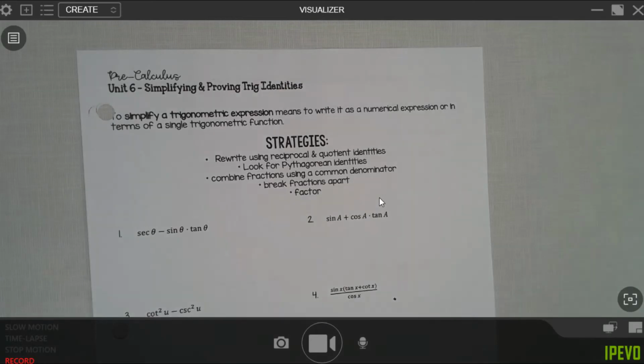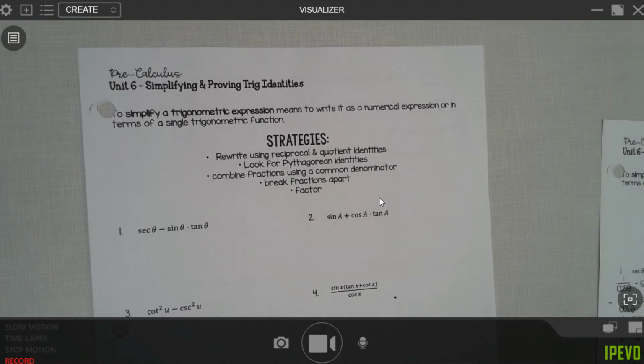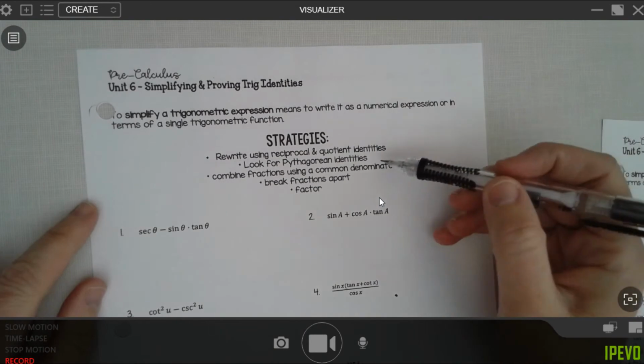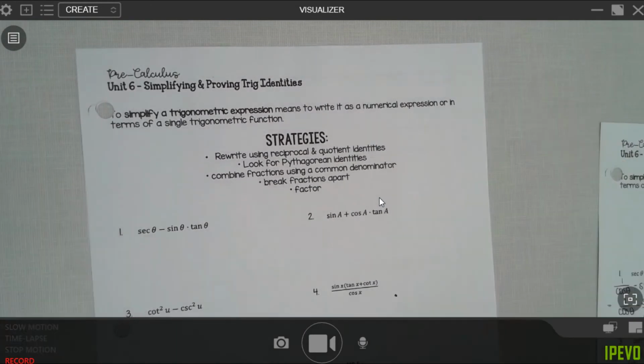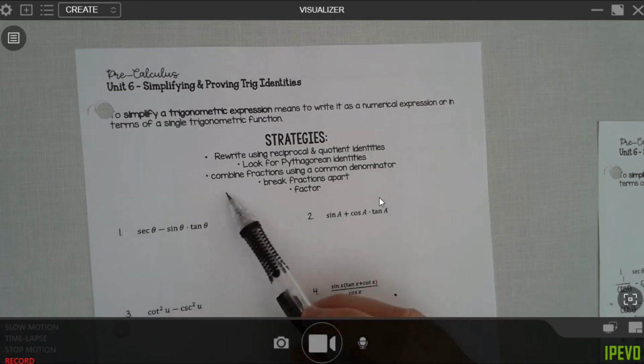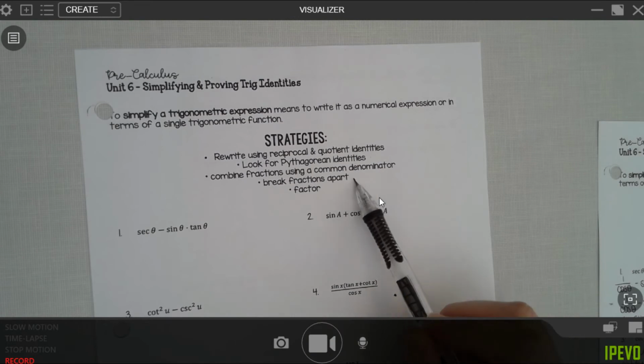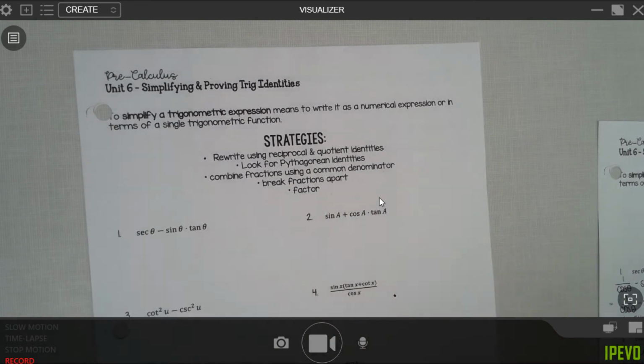All right, so today we're going to be simplifying and proving trig identities. Some strategies in order to rewrite these types of things are that we rewrite reciprocals and quotient identities. You're going to look for a Pythagorean identity, so that's what we talked about yesterday, the sine squared plus cosine squared equals 1 and that stuff. And then we're going to look if we can combine fractions with a common denominator or break them apart, or if we need to factor them.